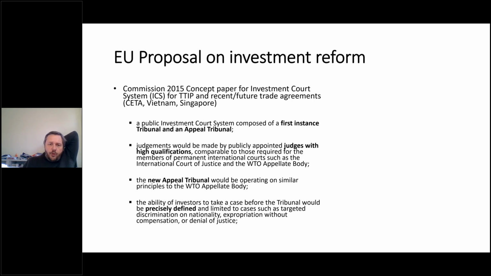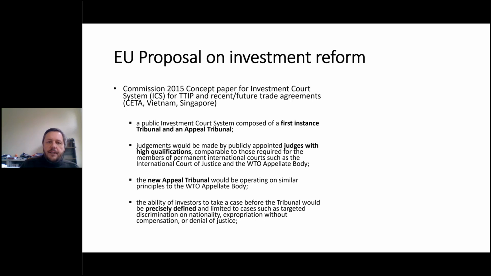And what the EU is proposing in these agreements is that there should be a public investment court system of first instance, where you bring the initial complaint and case, but that there should also be an appeal tribunal, so that there should be a possibility when the outcome is heard that there might be an appeal and there might actually be a different ruling altogether.